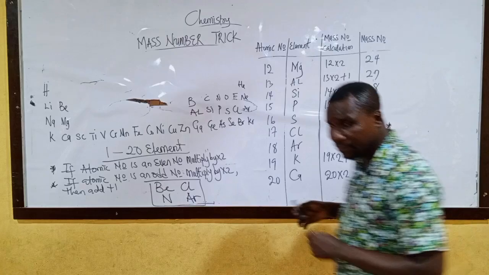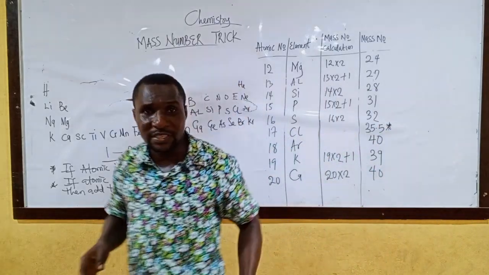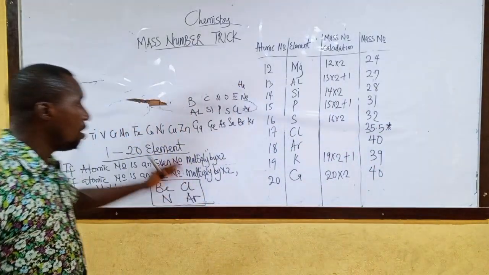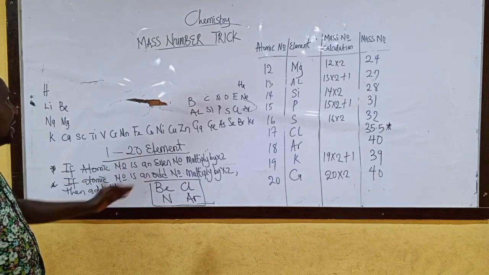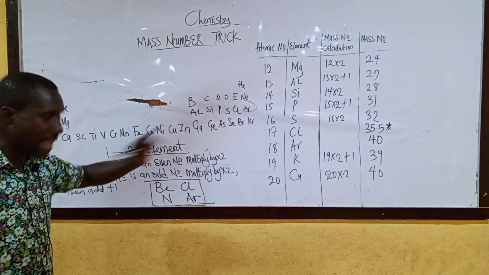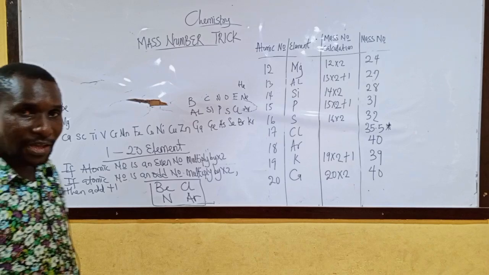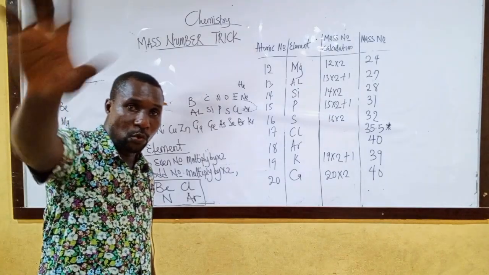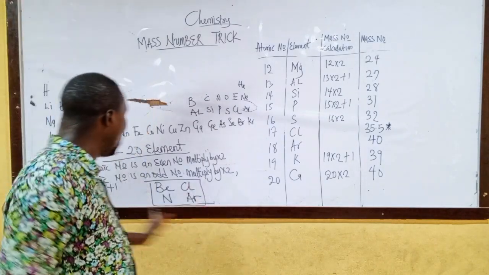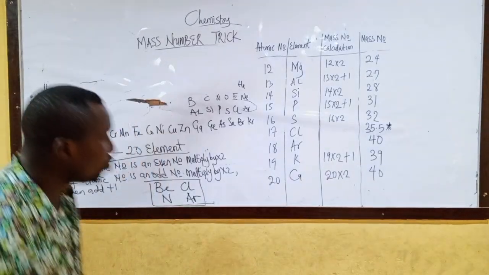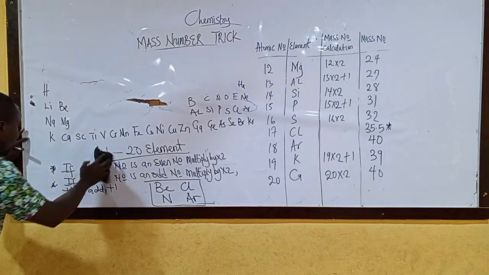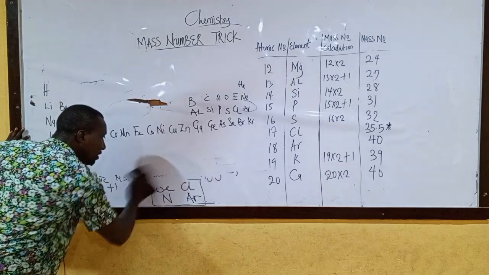That means, can you see? Very simple. That is for the first 20 elements, 1 to 20. Then let us go to 21 to 30. In the next video, I will do 40 to 50. But let's go to 20 to 30 now. That is another rule.